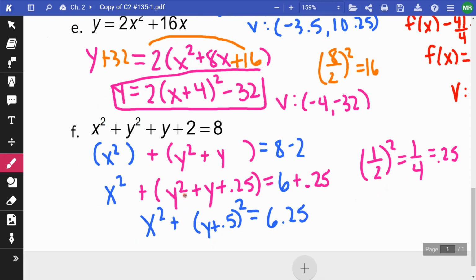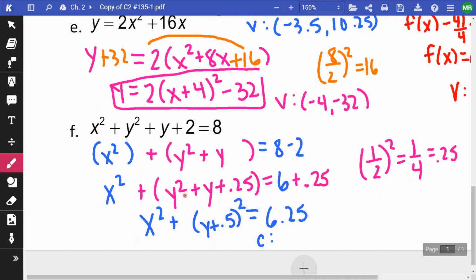And then I get a 6.25. And so my center is going to be at 0, 0.5, or 0, 1/2 if I did it as a fraction. And my radius is going to be the square root of 6.25. And the square root of 6.25 is going to be 2.5. So that is going to be my radius.